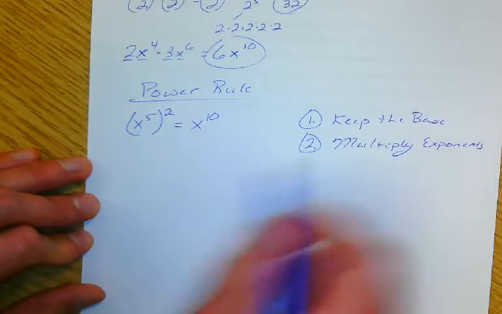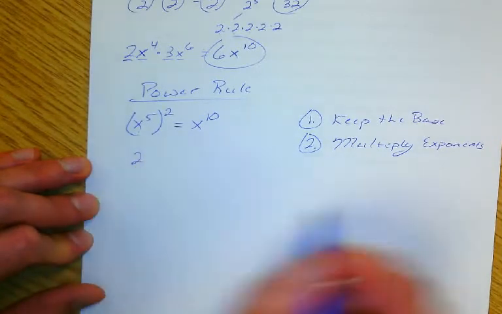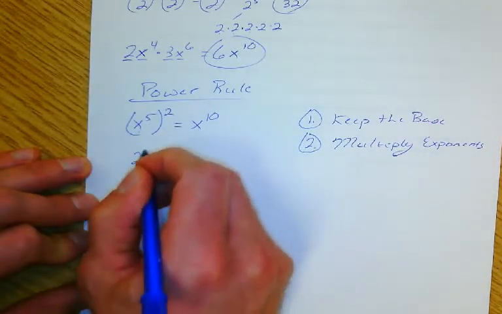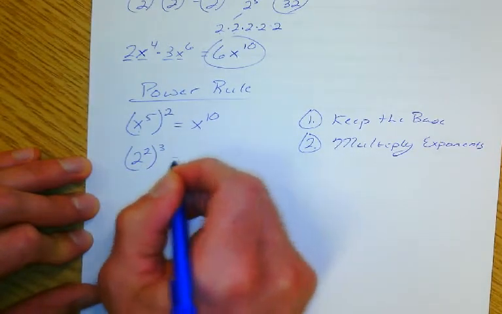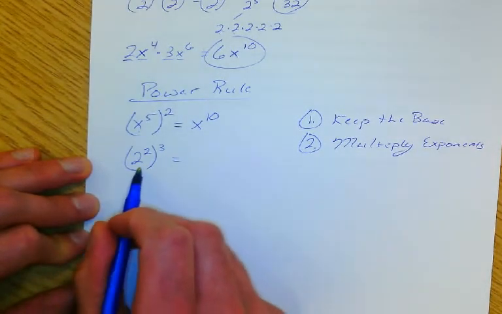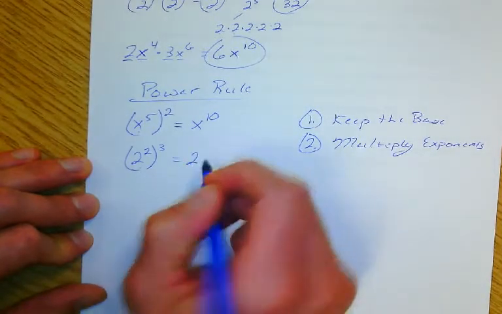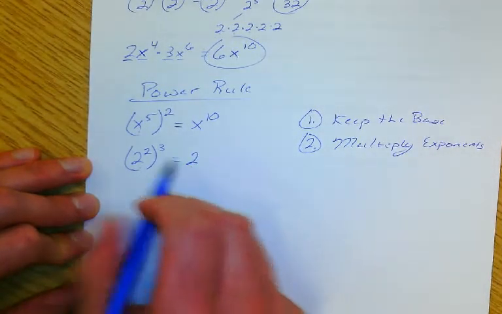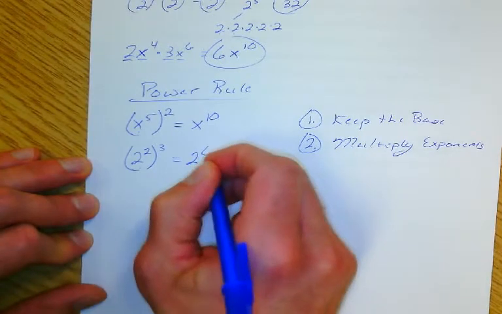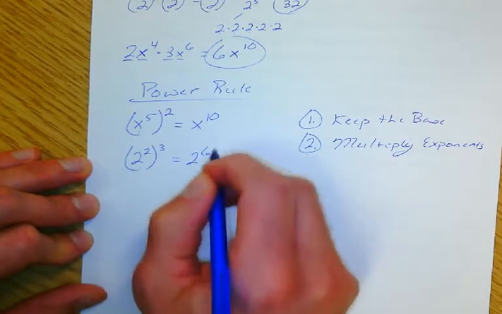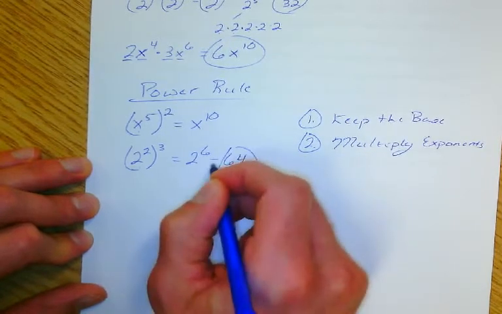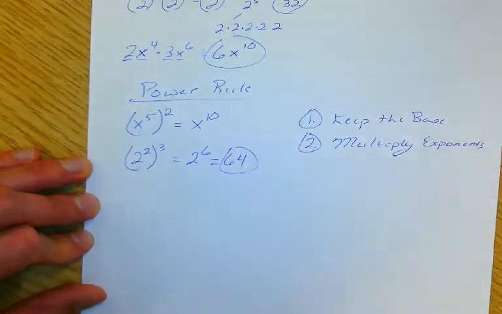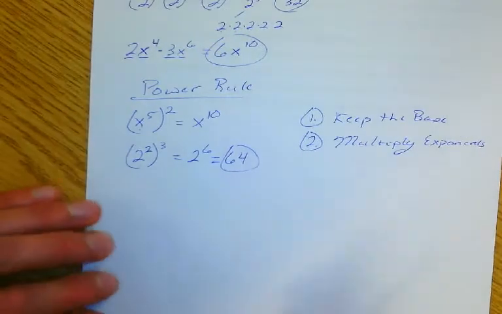Now again, this works with integers and fractions and decimals. Say we have 2 squared, all raised to the 3rd power. We're going to keep our base the same, 2. Our exponent is going to be 2 times 3, which is 6. And again, we know 2 to the 6th is 64. So we can simplify when you actually have a number as your base. Might as well simplify it.